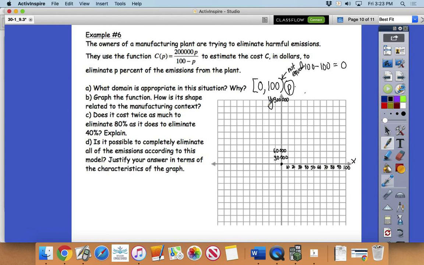I know that I would plug in a few points. I could plug in when P is 30 and see what cost you get, and plot a few points. For example, when I put in 20, I got somewhere around here. When I put in 50, I got around, I think it was like 200,000 or something. So you're just approximating, and you're going to see that the graph looks like this.